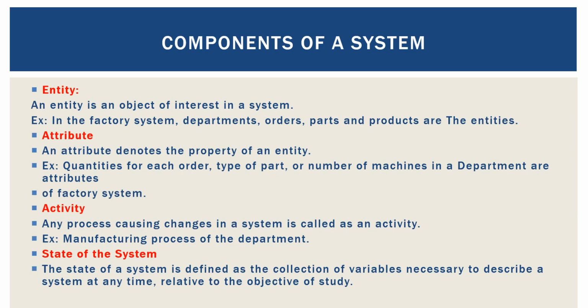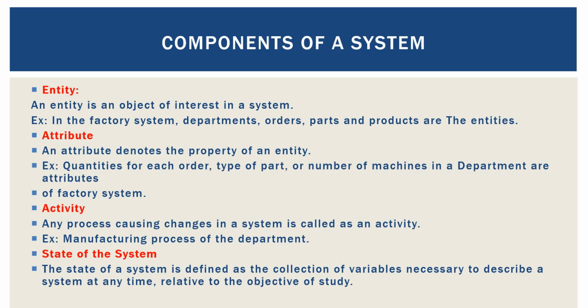Now let's look at the basic components of a system. Number one is what we call an entity. An entity is an end object of interest in the system. For example, in a factory system, departments, orders, parts, and products are the entities. We can also look at an example of a banking system. We can talk of entities as the bank teller, the ATM itself, the chairs, or whatever. These are the entities in a banking system.